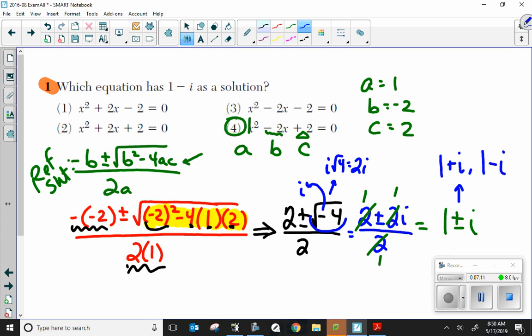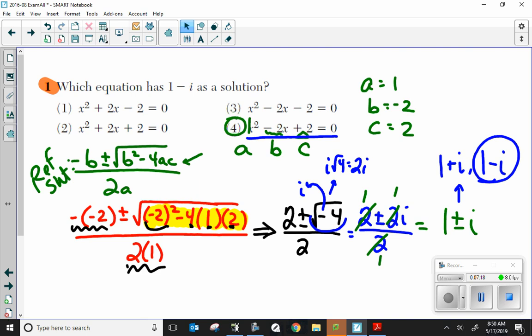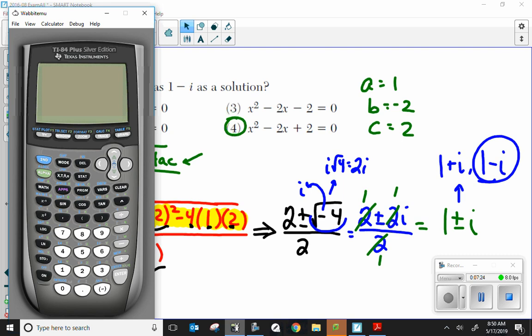They're asking you which equation has this as a solution. Okay, and it's right there. So it's choice 4. Now, I told you can do this in the calculator, and I'm going to show you briefly how you can do just that. All right? Now, I'm not going to do this for every single problem, but this is a quick one here.